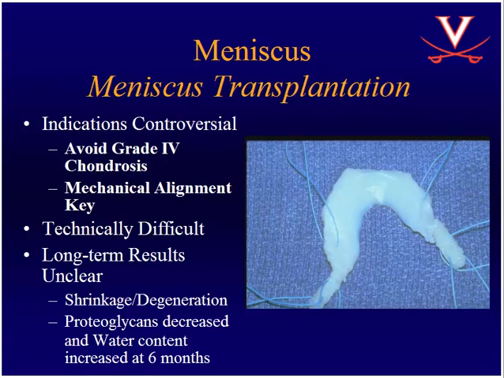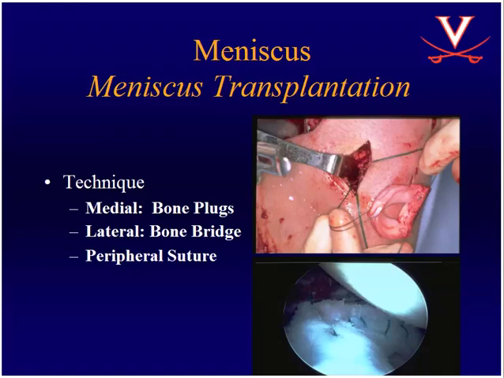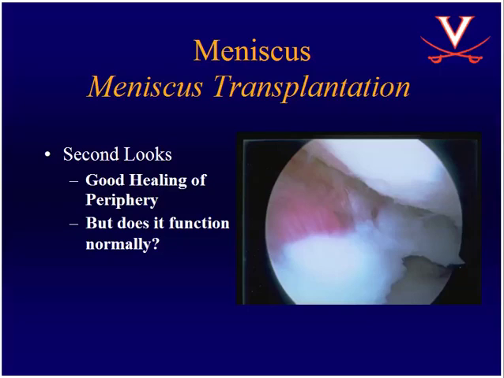Meniscus transplant, if you've done it, you know it's technically difficult. It's tough to get those plugs in, and the long-term results are not really clear because the meniscus, even though the periphery will heal in, sometimes doesn't function normally, and so we don't know the long-term results of this. Again, medially we use bone plugs, laterally a bone bridge, and then the peripheral sutures as shown here. They heal nicely, but the question is, do they function? We don't know that long-term.